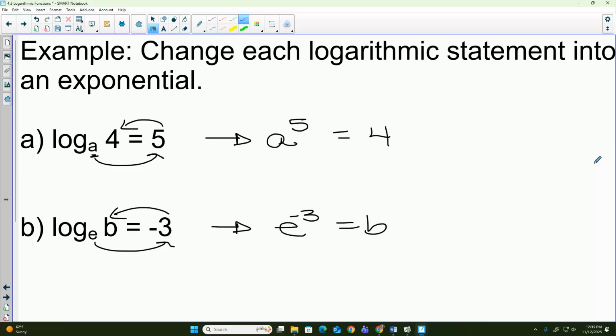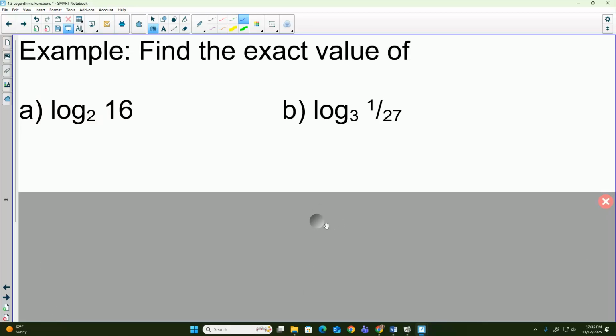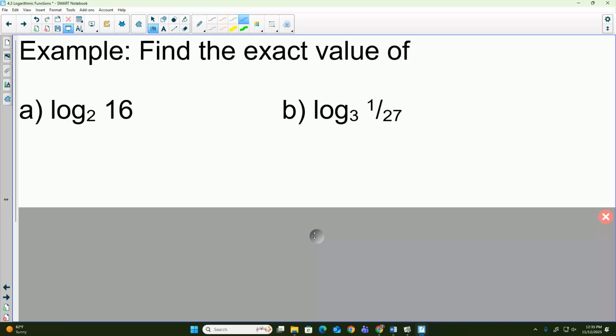So that's the first thing on tonight's homework. I'm just going to give you some problems and ask you to go back and forth between logs and exponentials. Are we okay with those? Okay. Let's see if we can practice evaluating these. Now, there's a couple different options.